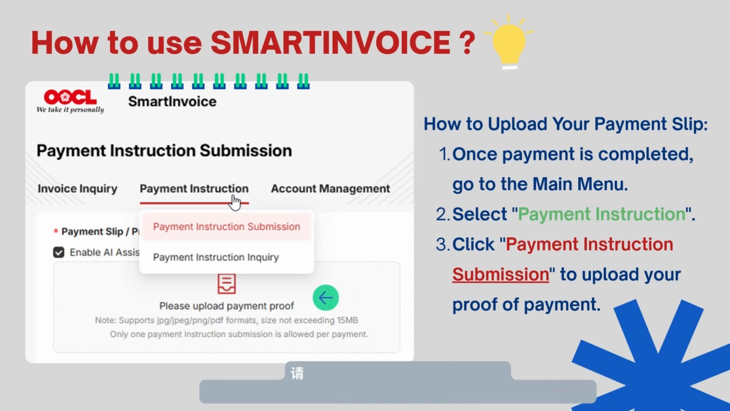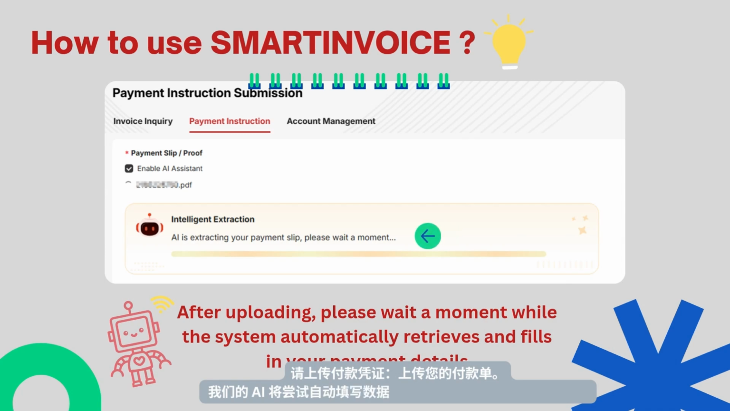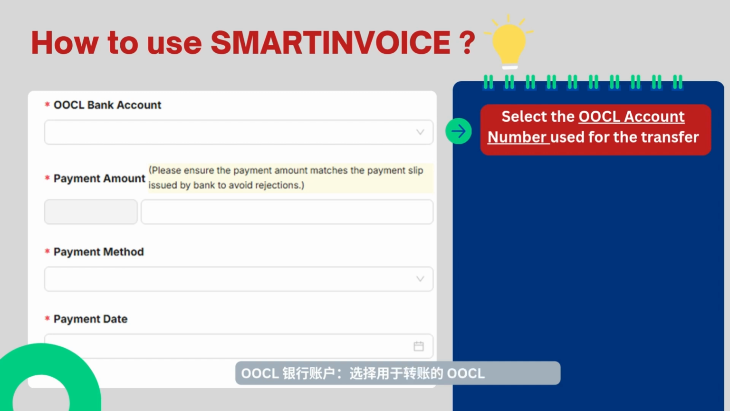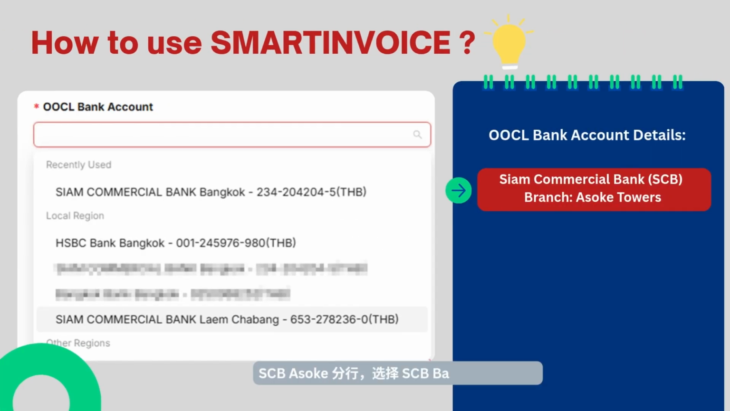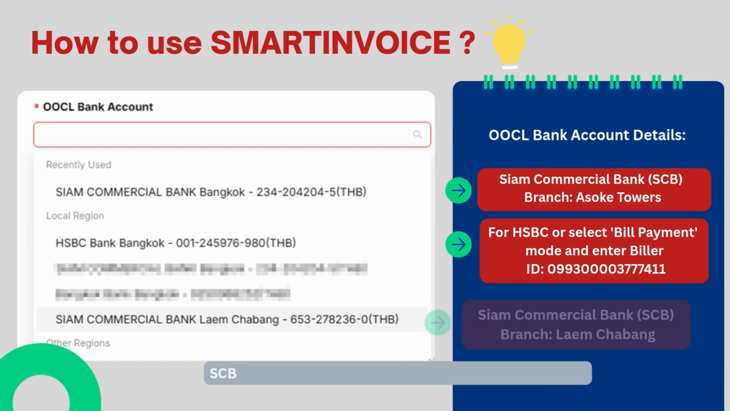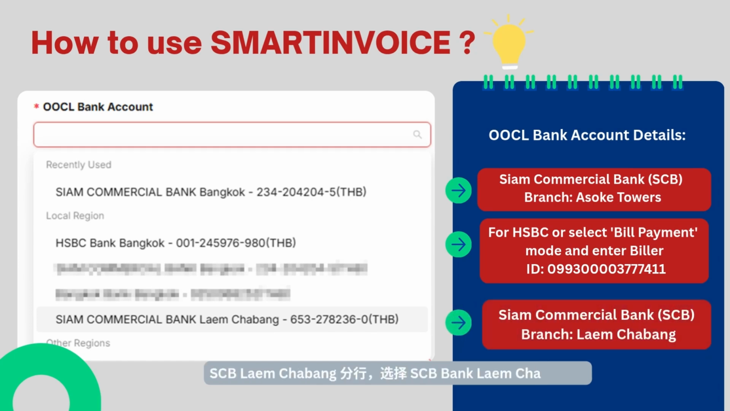Please upload payment proof. Upload your payment slip. Our AI will attempt to autofill the data for you, but feel free to edit any field manually. OOCL Bank Account. Select the OOCL account number used for the transfer. For SCB ASOC branch, select SCB Bank Bangkok. For HSBC or bill payments, select HSBC Bangkok. For SCB Lame Shebang branch, select SCB Bank Lame Shebang.